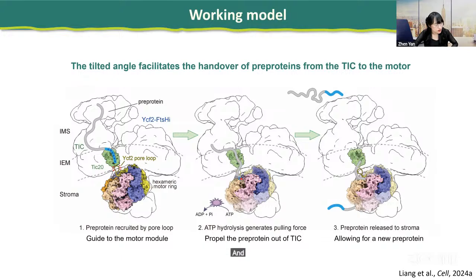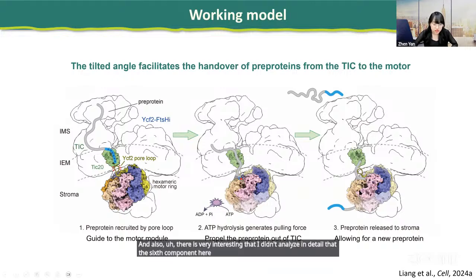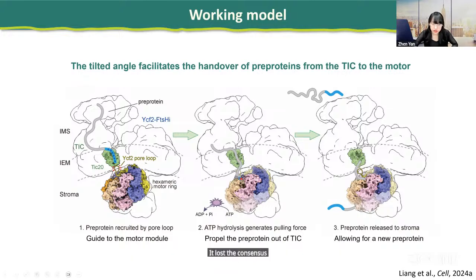And also, there is something very interesting that I didn't analyze in detail: of the 6 components here, only 5 of them have the ability to bind and hydrolyze ATP, but YCF2 lost the consensus motif, and it doesn't have the ability to bind or hydrolyze ATP. So we also discussed the working mode for this motor. At least it won't adopt the hand-over-hand mode because of the asymmetry of these 6 components.